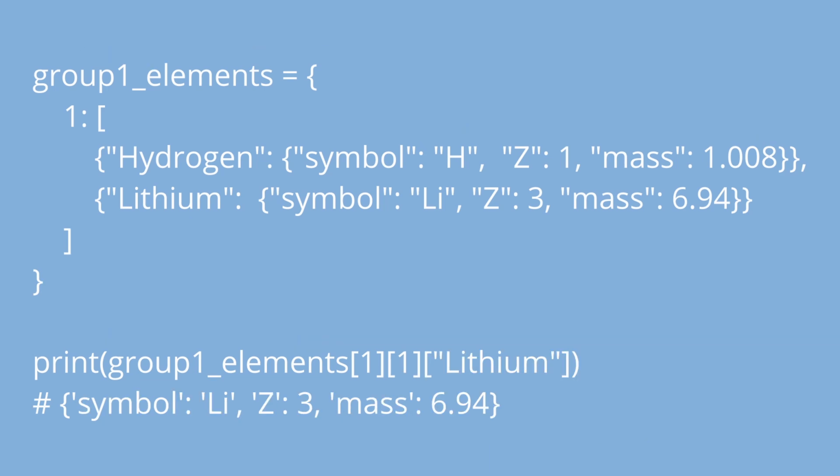Dive deeper. Print group_1_elements[1][1]["lithium"]. This gives {symbol: Li, Z: 3, mass: 6.94}, a value for the key lithium. And finally, print group_1_elements[1][1]["lithium"]["Z"] gives the value 3 for the key Z. It's like zooming in: dict to list to dict to dict.